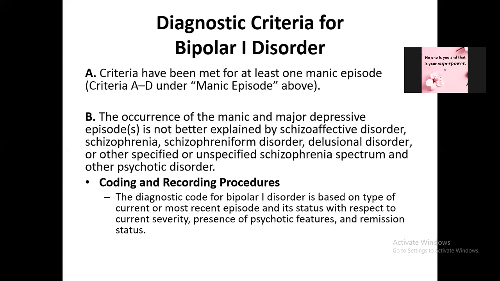So now we would be talking about bipolar 1 disorder. We have talked about the criteria. We have talked about their differentials. Now we would be talking about the coding and recording procedure for bipolar 1 disorder. First of all, you have to make sure what is the current or most recent episode, its status, all right, if it's an active episode or not, if it's with anxious distress, or what is the current feature along with the severity index, all right. Then the presence of psychotic features, and if a remission status is present, you have to be sure about it and mention it along with the diagnosis.